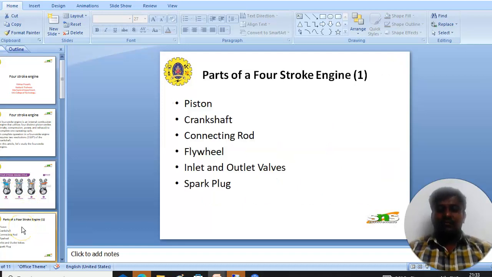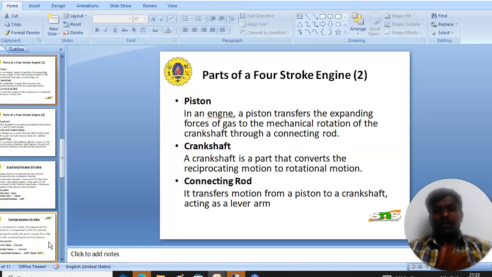The parts of the four-stroke engine are piston, crankshaft, connecting rod, flywheel, inlet and outlet valves, and spark plug. First, the piston. In an engine, the piston transfers the expanding force of gases to the mechanical rotation of the crankshaft through a connecting rod. The crankshaft is a part that converts the reciprocating motion to rotational motion. The connecting rod transfers motion from the piston to the crankshaft, acting as a lever arm.